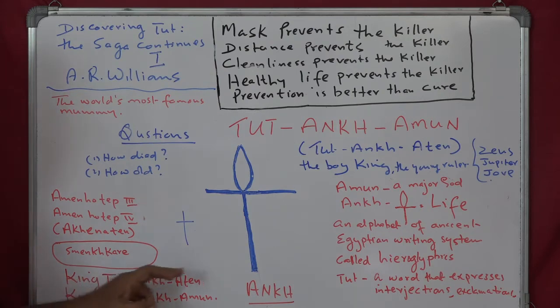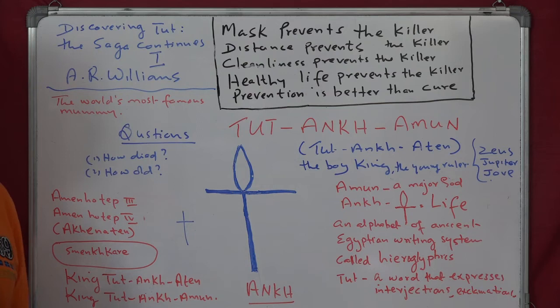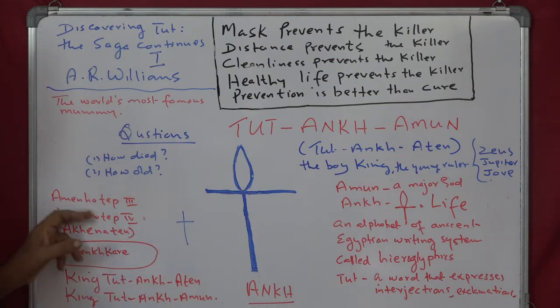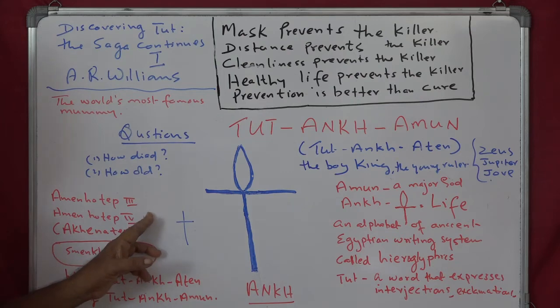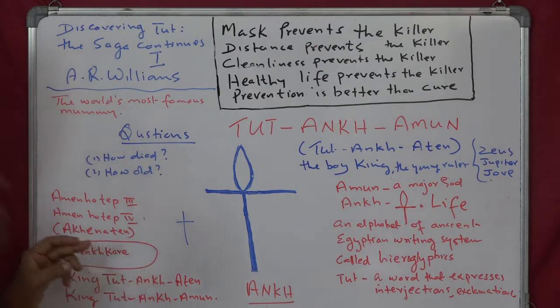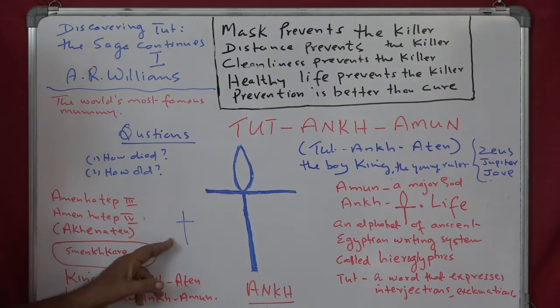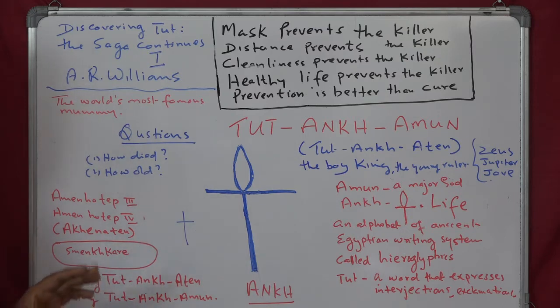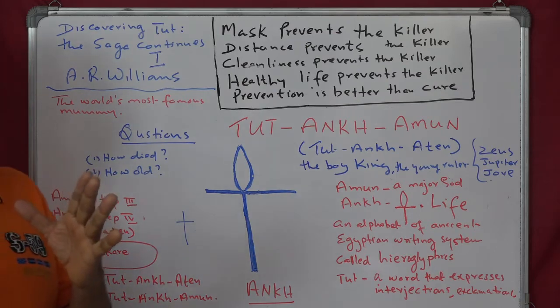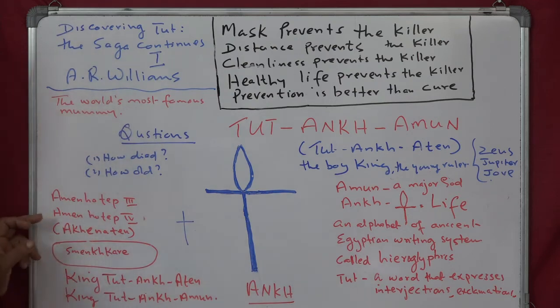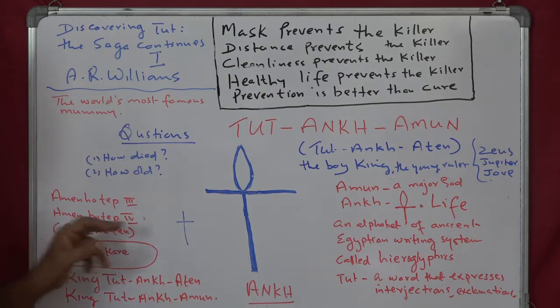King Tut Ankh Aten, that was his first name. Before that, you can see the line of the king's family: Amun Hotep III. He was Tut Ankh Amun's father or grandfather, they say. After the death of Amun Hotep III, Amun Hotep IV took over. He changed his name to Akhenaten. Aten means sun disk. So actually he began as Amun Hotep, then changed his name to Akhenaten.